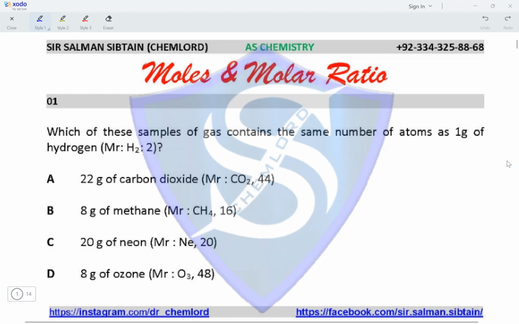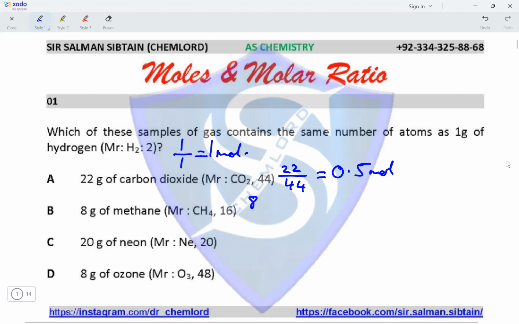So for hydrogen, it will be mass upon AR. So mass is 1 gram. AR of hydrogen is 1. We end up with 1 mole of hydrogen atoms. So for carbon dioxide, the mass given is 22 and the MR is 44. So 22 upon 44 gives us a value of 0.5 moles, making this option incorrect.